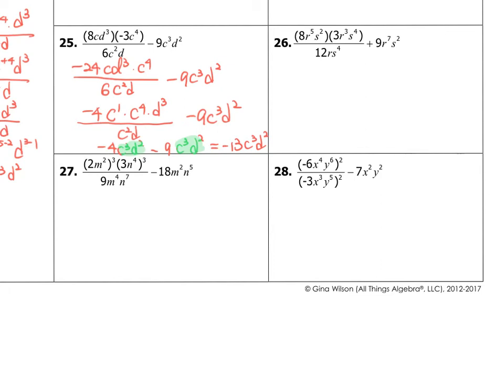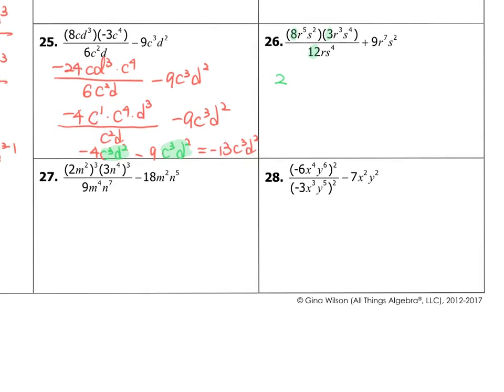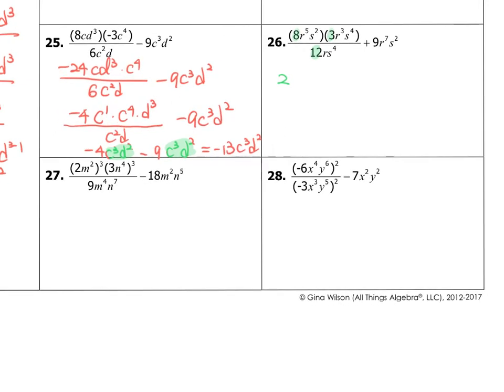I'm going to try to skip some steps here. I see multiplication. 8 times 3 is 24. 24 divided by 12, I should have 2 already. Right here. I have r raised to the 5th times r raised to the 3rd. I can combine these two. I should have r raised to the 5 plus 3, which is 8.